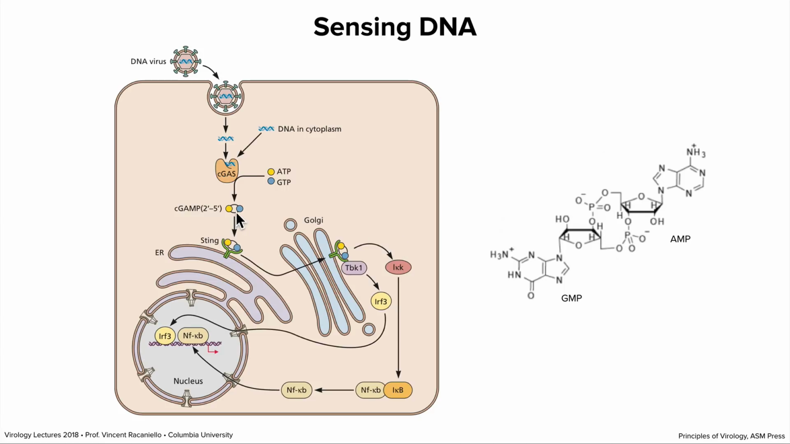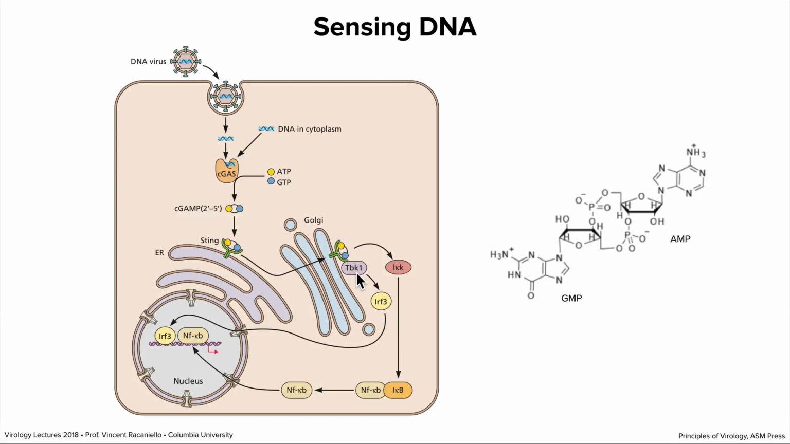That compound, cGAMP, is then recognized by a protein in the ER membrane called STING. STING binds cGAMP. STING with cGAMP then moves through the Golgi, and then it interacts with a series of proteins that end up initiating signaling pathways. Transcription factors move into the nucleus, and then you have transcription again of genes that are part of the innate immune response, which we'll talk about in a moment.